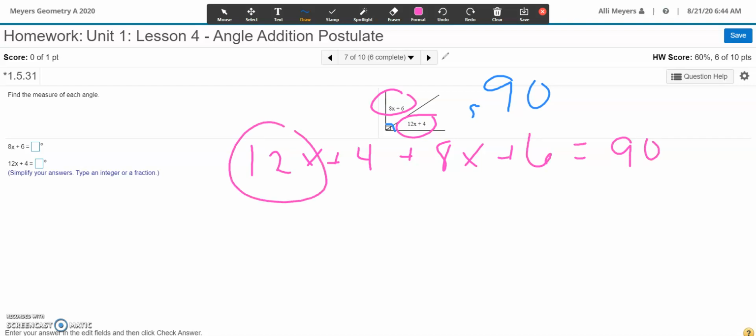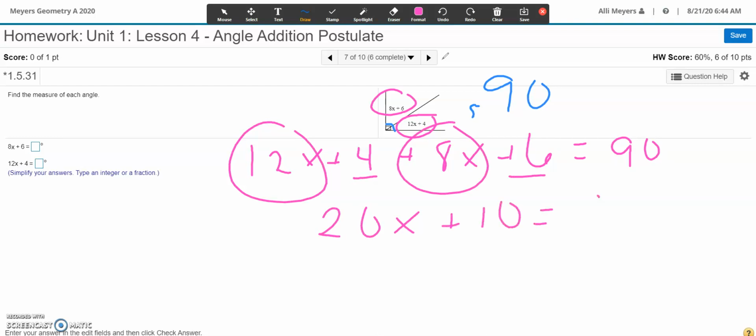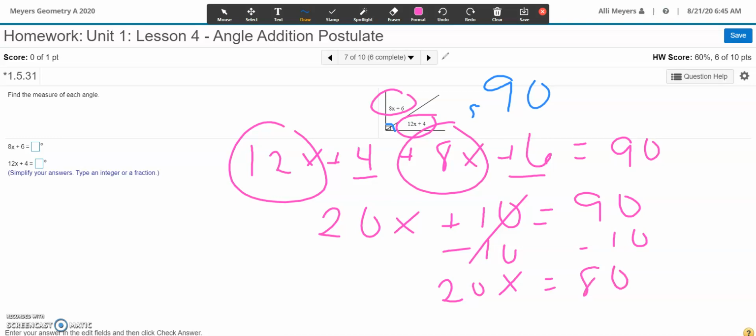Okay, so I've got to, again, do an algebra problem. I don't know if you noticed this theme yet, but this is just a lot of algebra, which some of you might love, some of you might hate. And then I subtract 10. 20x equals 80, divide by 20, and my x value is 4.